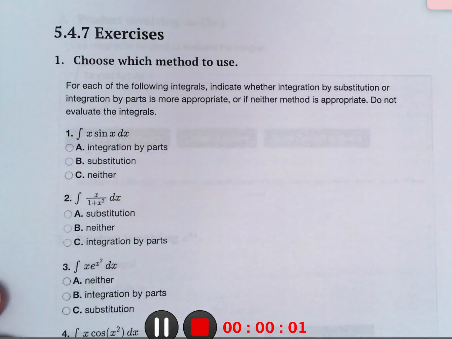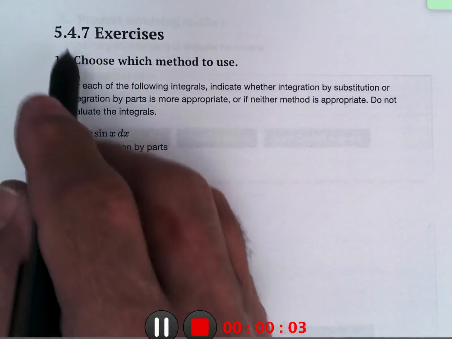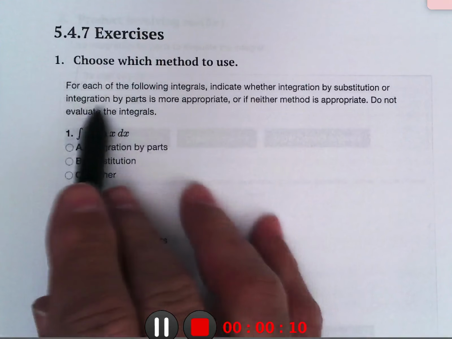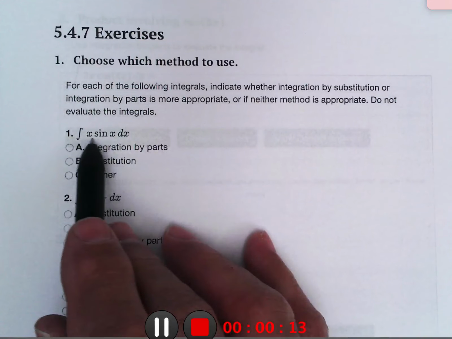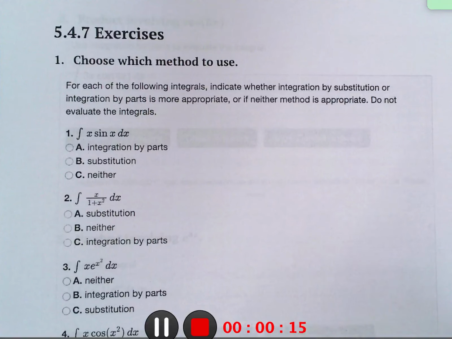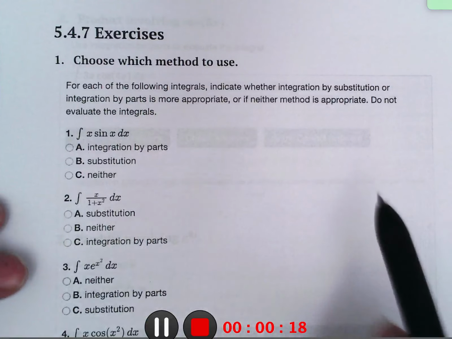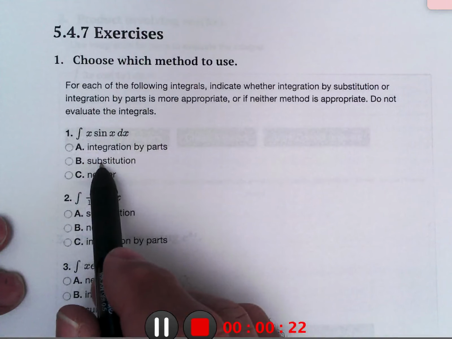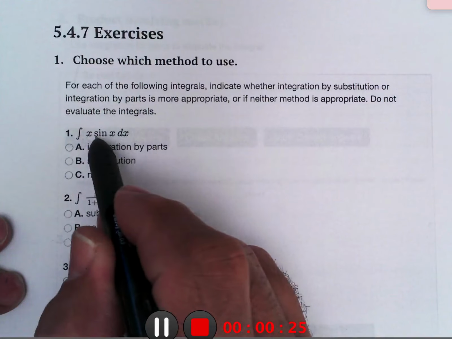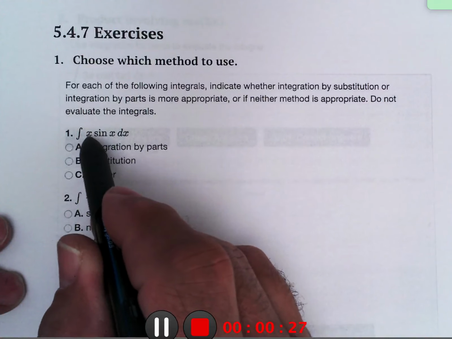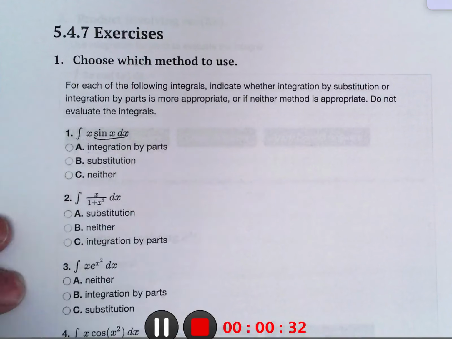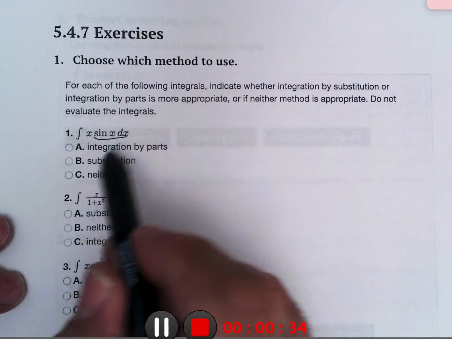So we're going to go over the 5.4 section, chapter 5, section 4, homework. And this one says, choose the method that we might think will work on finding the antiderivative of these. So x sine x is one that substitution does not work on, but integration by parts does if you let u equal the x and sine x dx equal v prime. So this one's by parts.